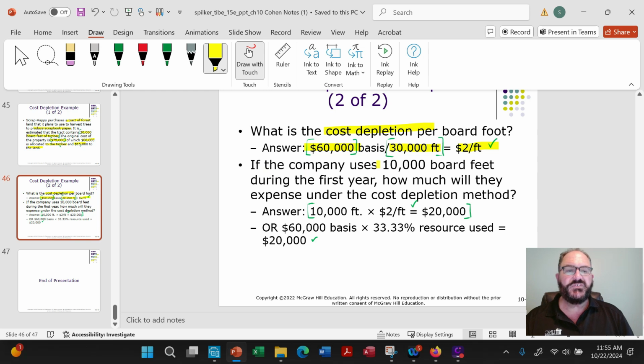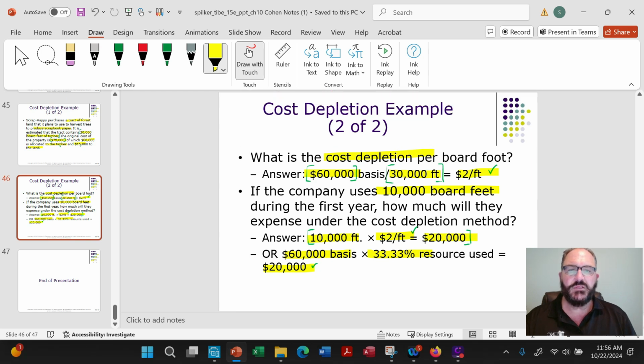If the company uses 10,000 board feet during their first year, what will they do? 10,000 feet times $2 a foot, they'll use $20,000. Or you take the $60,000 basis times the resource used, which equals $20,000.